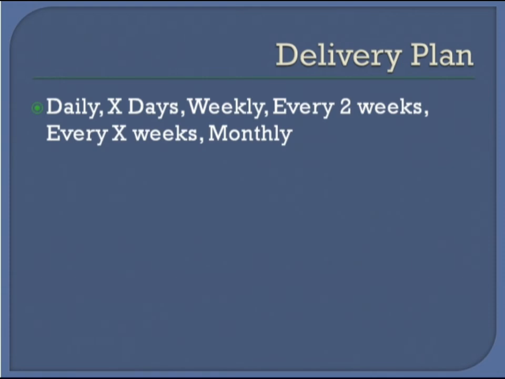You can do daily, X number of days, weekly, every 2 weeks, every X weeks, monthly, and so forth. And once you understand your delivery plan, then when you set up your autoresponder, all you have to do is create a new follow-up for every one of those days, those X days, those weeks, and so forth.